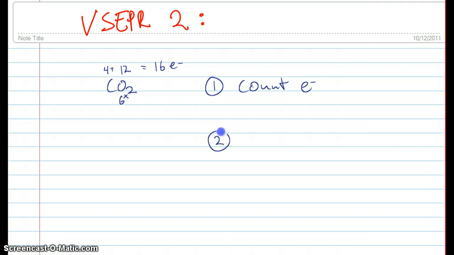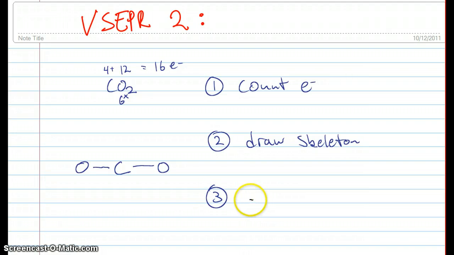Next, we draw our skeleton. So we put the carbon in the center, since it's least electronegative, and the 2 oxygens peripheral to give us the highest possible symmetry. The third thing we were going to do is count the remaining electrons, subtracting 2 for each bond.